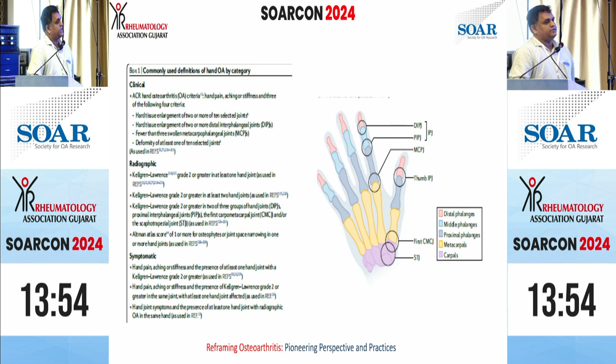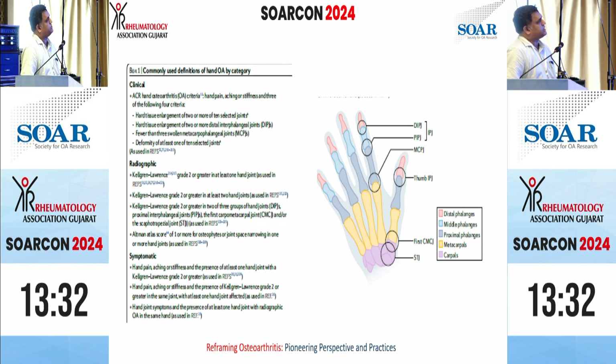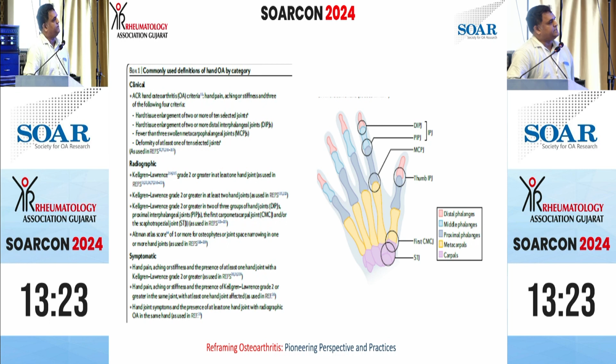So this is a case of hand joint osteoarthritis, as is very obvious. And as Hunter sir had mentioned in his previous talk, hand joint osteoarthritis is a condition which predominantly involves the DIP joints and PIP joints. Sometimes it can involve the MCP joints, thumb, first CMC joint, and the scaphotrapezial joint. For some of us who are sticklers to diagnostic criteria or definitions, hand osteoarthritis has been defined clinically, radiographically, and symptomatically, and can follow any of these definitions.